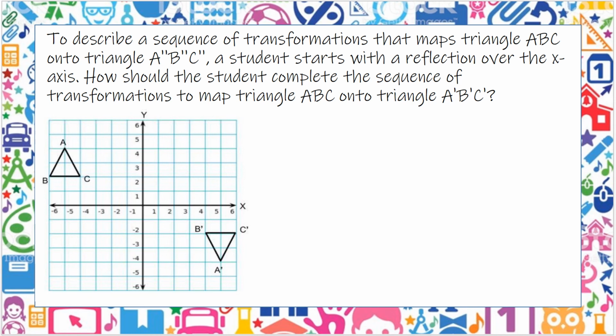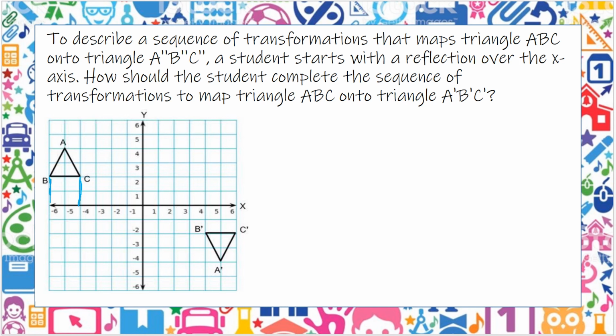To describe a sequence of transformation that maps triangle ABC onto A prime, B prime, C prime, a student starts with a reflection over the x-axis. How should the student complete the sequence of transformations to map triangle ABC onto triangle A prime, B prime, C prime? So what we're going to do is the first thing we're going to do is figure out what it's going to look like after it flips over a reflection of the x-axis.